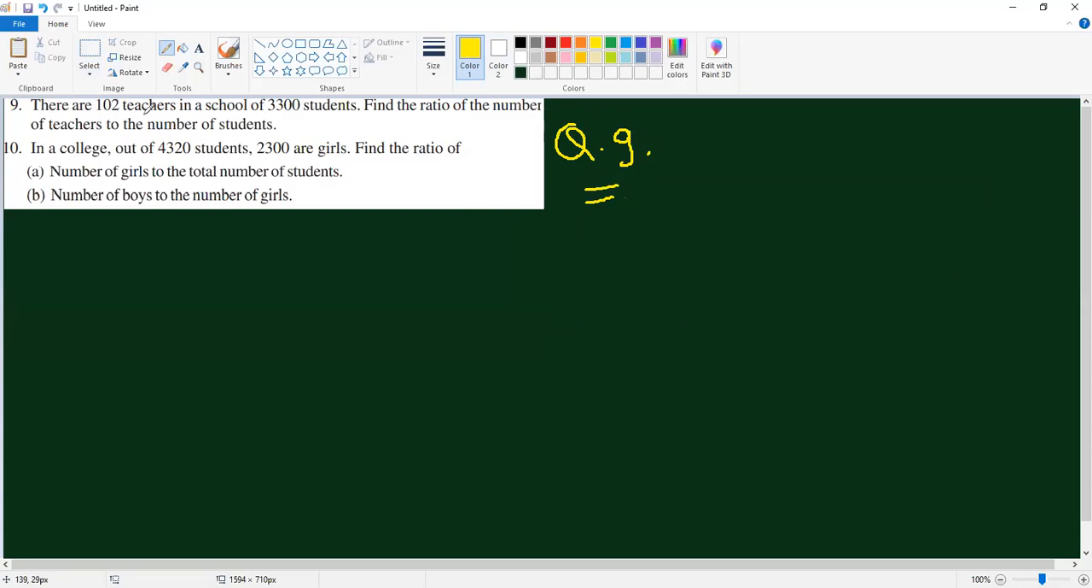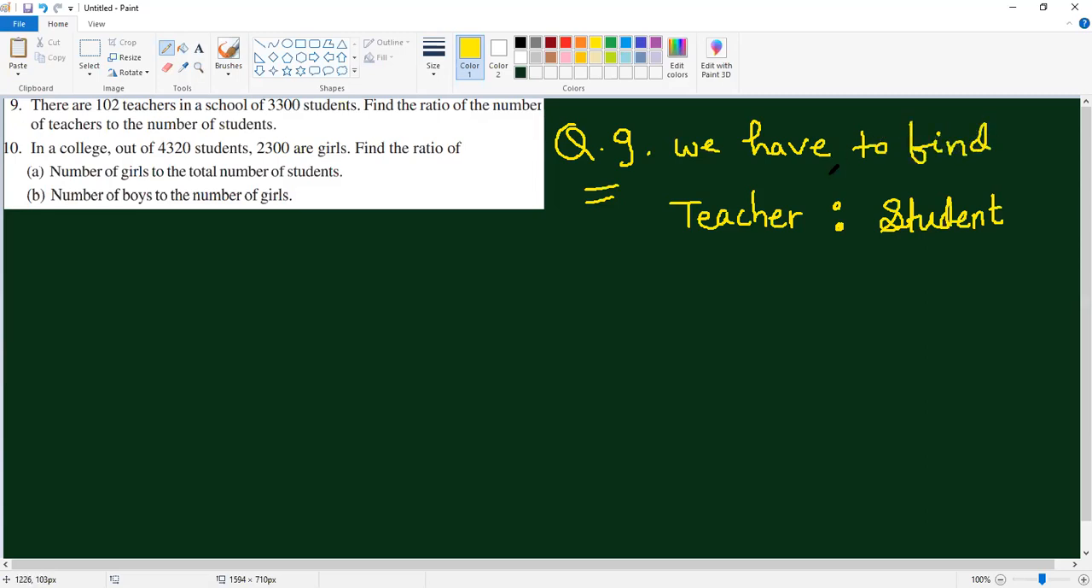Question number 9. There are 102 teachers and 3,300 students. What is the ratio of teachers to the number of students? Okay, teacher is to student ratio. We have to find it. So teacher is equal to 102 and student is equal to 3300.